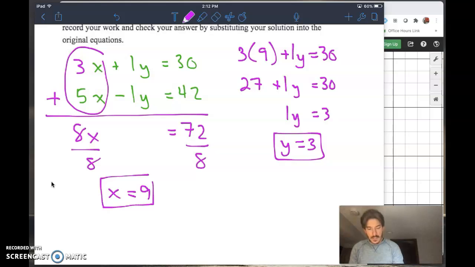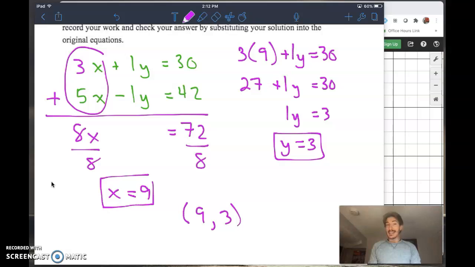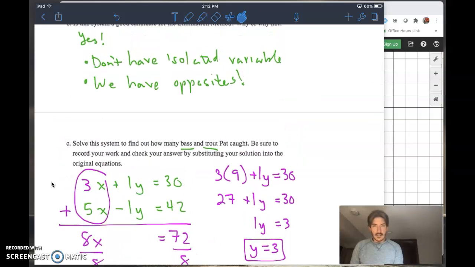Okay, but we do want to see your work, so you should be showing us that as well. Okay, and then, like I said, you do want to communicate this very easily. Pat caught 9 bass and 3 trout in the fishing competition, period. If you're doing stuff like that, you're making it very, very obvious to your reader exactly what the solution to your system is, okay? So there we go. There's that elimination method, and the key is we've got certain situations that lend itself very, very well to elimination.